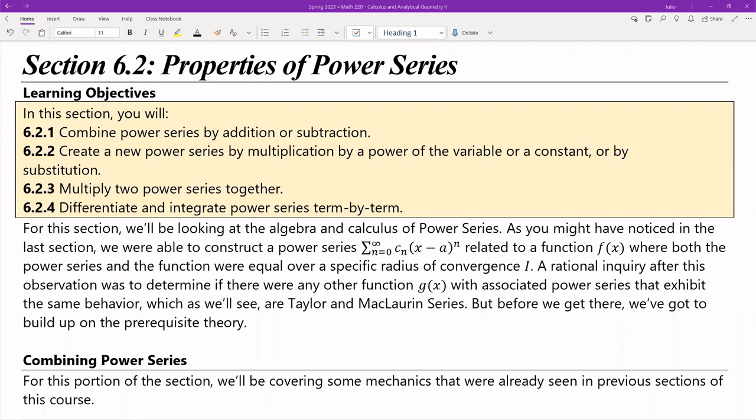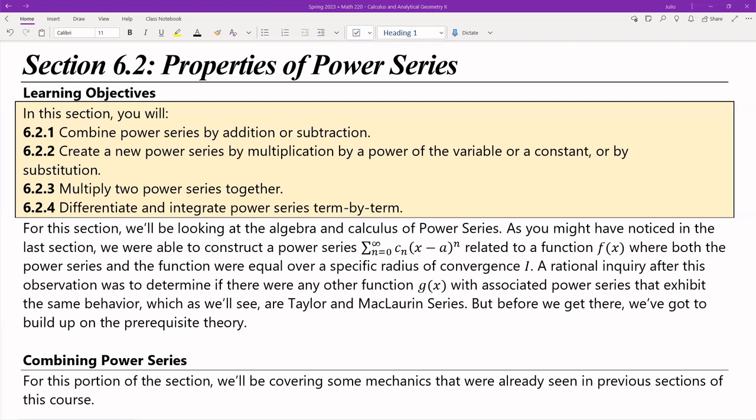Hello everyone, this is the lecture for section 6.2, Properties of Power Series. In this section, we're going to look at some of the algebra and some of the calculus that we can do with power series. I know this sounds a little weird. We're in calculus, how can we do calculus? It happens, okay?